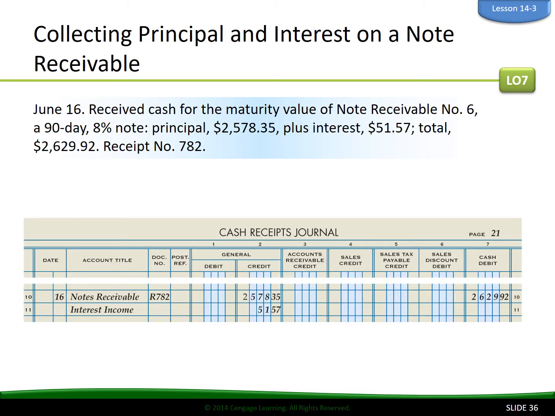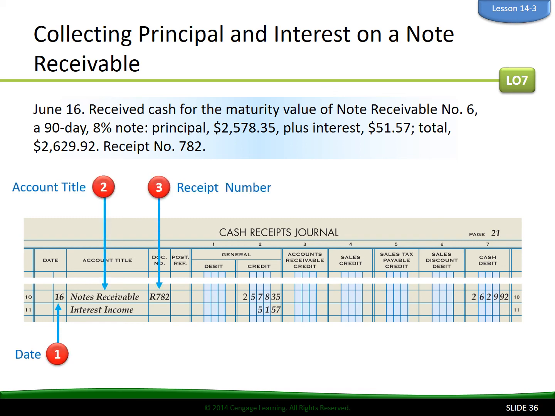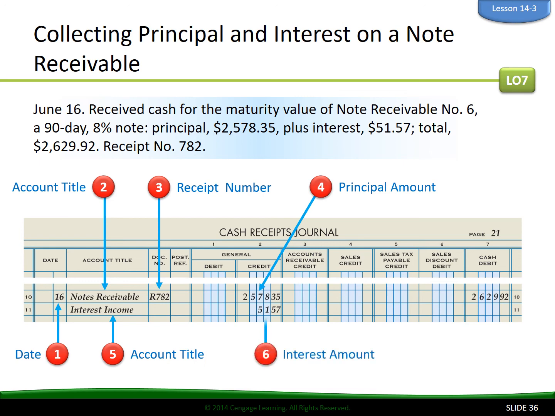Okay, this is how it looks in the cash receipts journal. Date, account title, receipt number, all from the transaction, and the principal amount from the transaction. Second line, interest income is the account title, the interest amount straight from the transaction, and the credit amount will just be the total.